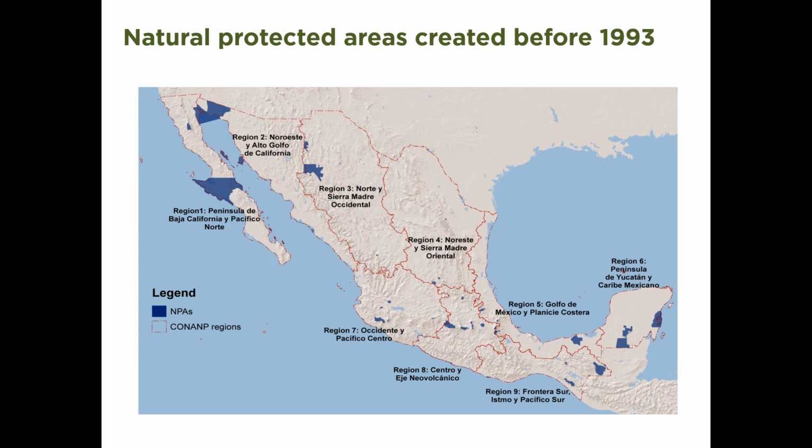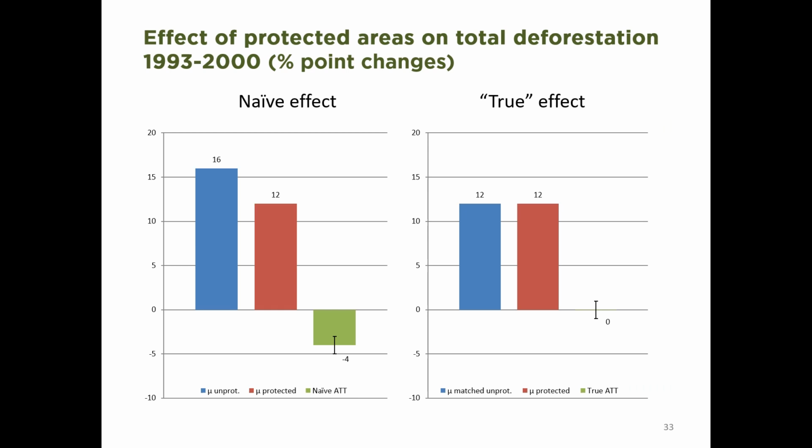So here's just a picture of the parks that we were looking at. We were looking at the 56 national parks in Mexico that were created before 1993, the first year of our forest cover change data. And here are a couple of figures that illustrate our results. So first, I'll show you the results that you would get if you use that naive approach that I described a minute ago of comparing deforestation rates inside and outside parks. So this is the graph on the left. The blue bar is the average rate of deforestation during this period outside of parks.